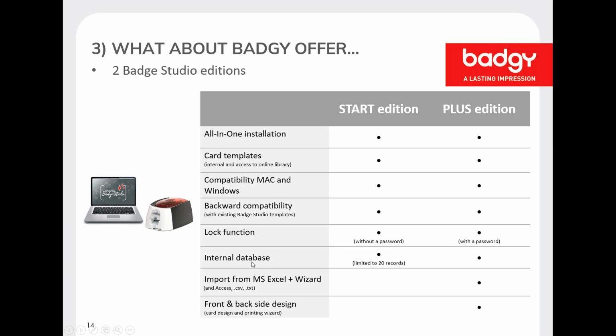Regarding the internal database, this is the list at the bottom of your application software, where you have all the people for whom you want to create a badge. Both editions have this internal database. Just one restriction regarding the Start edition: it's limited to 20 records, so you are able to create 20 people, 20 lines. And in the Plus edition, this is unlimited.